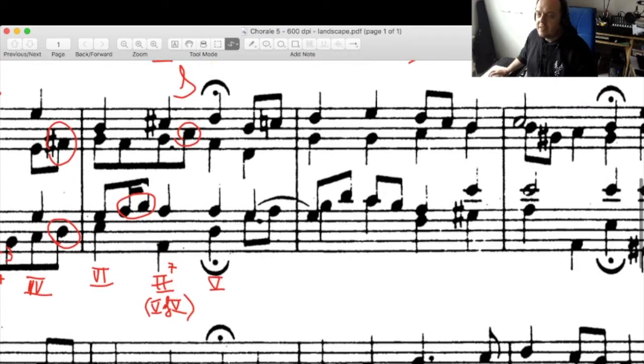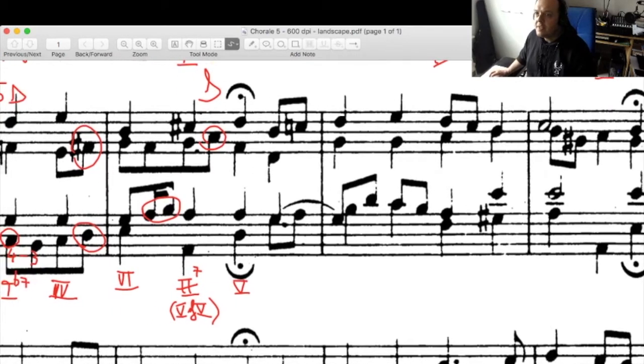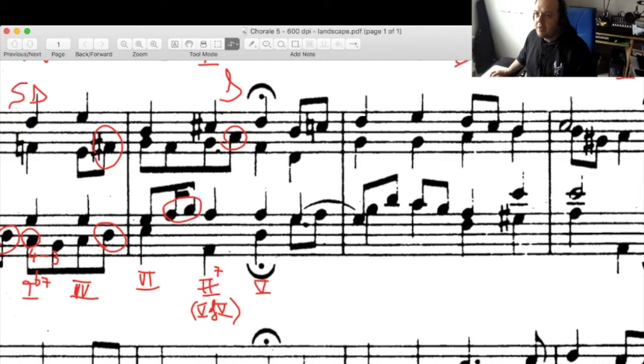So hang on, let's take it a little bit. Let me see, this is E minor, right? 6. So yeah, there you go. That's a 2/5 of 5. Yeah, that's a 2/5 of 5.